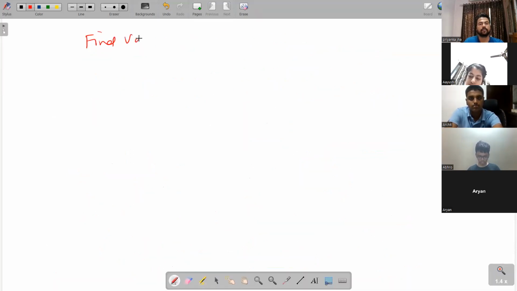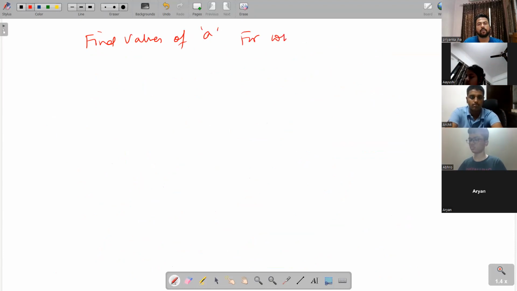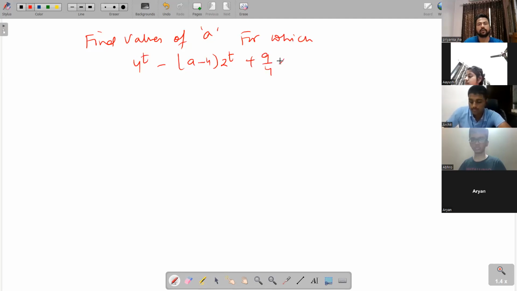Find values of a for which 4 raised to t minus (a minus 4) into 2 raised to t plus 9 by 4 a is less than 0 for t belongs to 1 to 2. Try this.